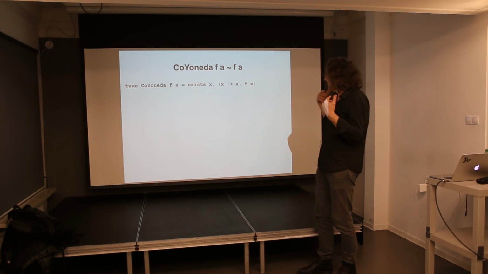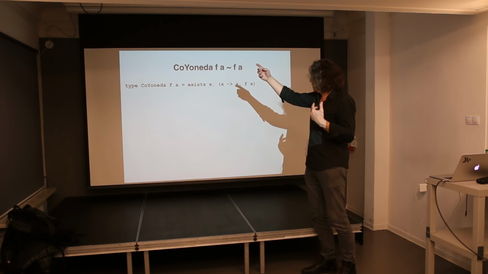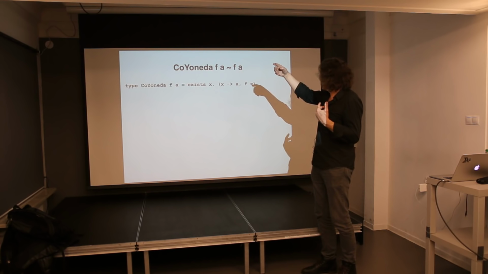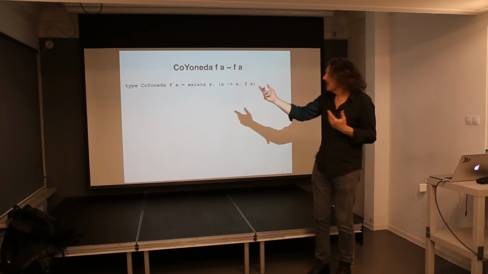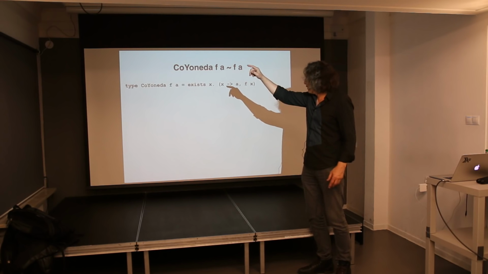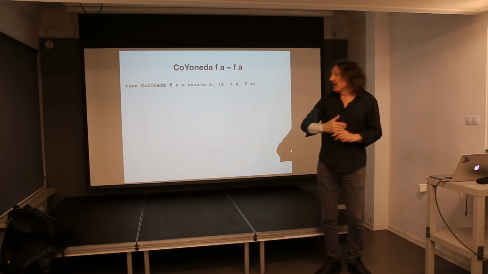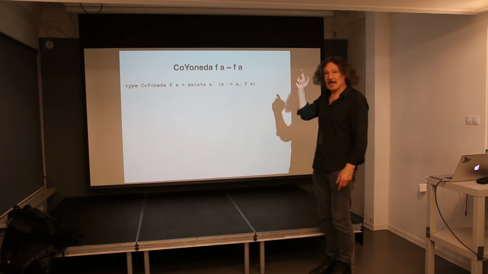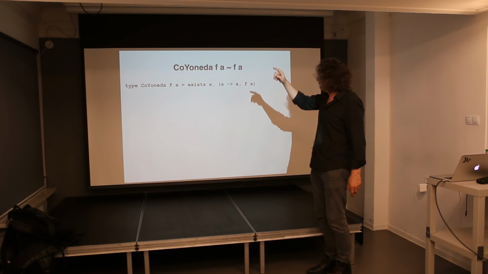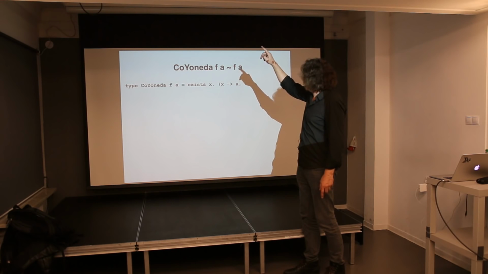So what's the only thing I can do with this pair? Huh? I can apply this function to X, right? But it's under a functor. Oh, but it's a functor, so I can fmap, okay? So the only thing you can do with this pair is fmap this function over this. And that's the encapsulation of the stuff. And if you fmap this function over this, guess what you get? You get f of A, right? So co-Yoneda is really equivalent to fa.